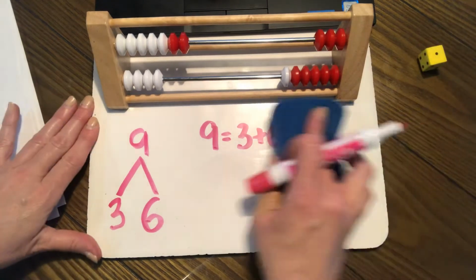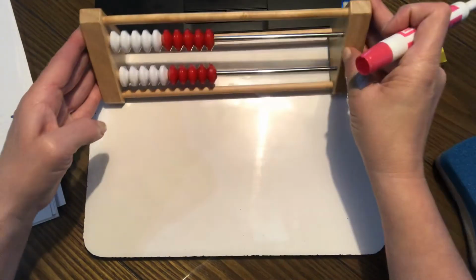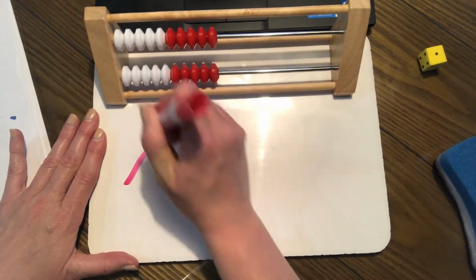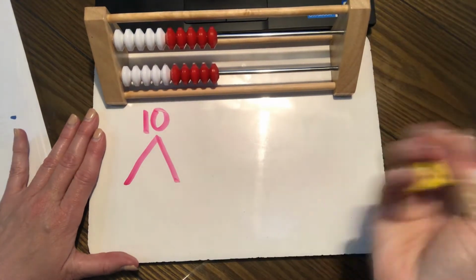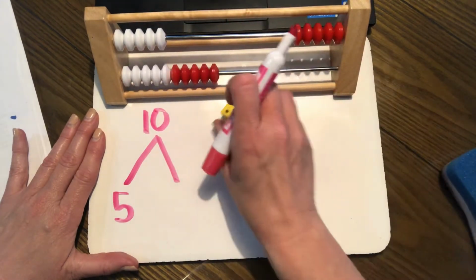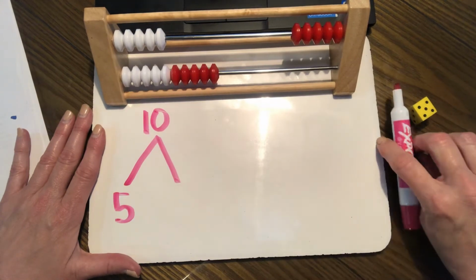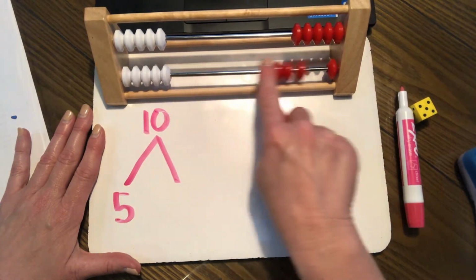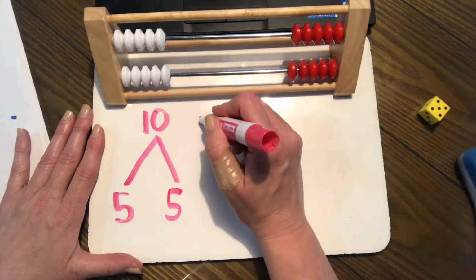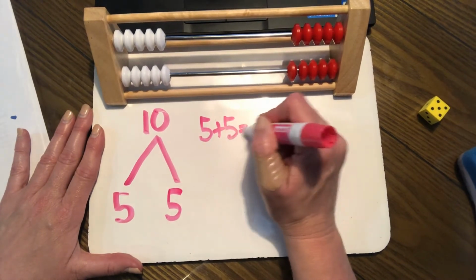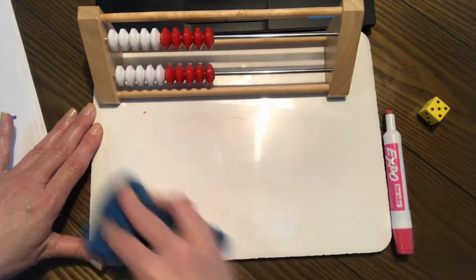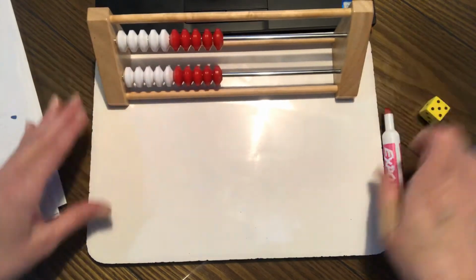All right, let's try another one. I'm going to slide that back. This time let's build to 10. I'm gonna roll my dice. Ooh, and I've got 5. I'm going to start with 5. How many more does it take to get to 10? 6, 7, 8, 9, 10. 5 more, of course, which means this is our doubles fact. 5 plus 5 equals 10. Great job, great job.